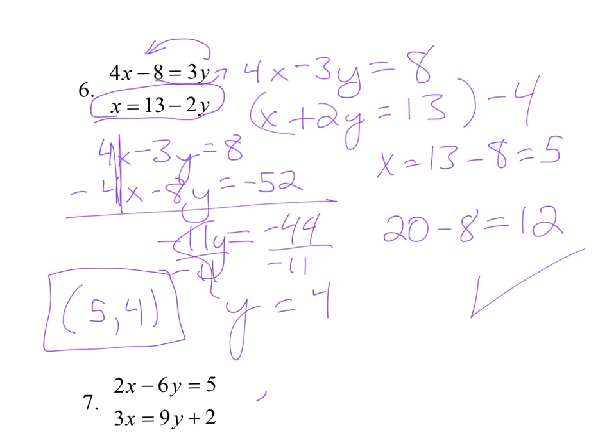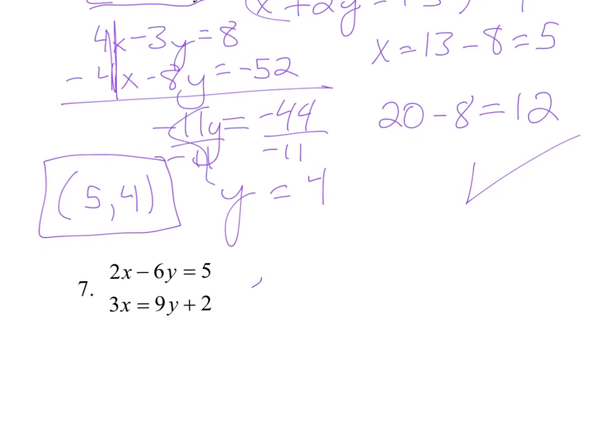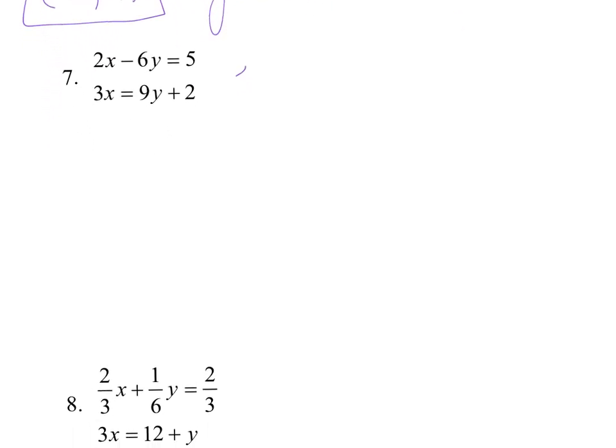Yay. All right, now we're going to check the next one. Okay, 2x minus 6y. There we go. Okay. And a 3x equals. This is a problem. I need it on the other side of the y there. So I've got 2x minus 6y equals 5. And 3x, I have to subtract the 9y to get it to the other side. All right, now I've got them all in order.